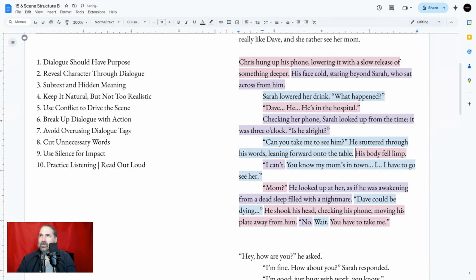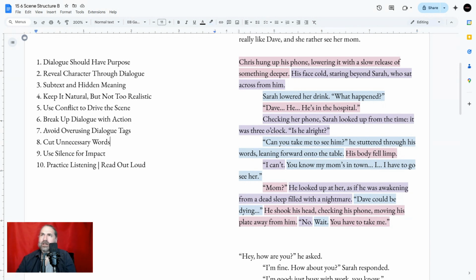I think that actually would be how that would be. He stuttered through his words, leaning forward on his arm. Actually, this technically would be: he stuttered. So that's one. It's one dialogue tag. All right, great.